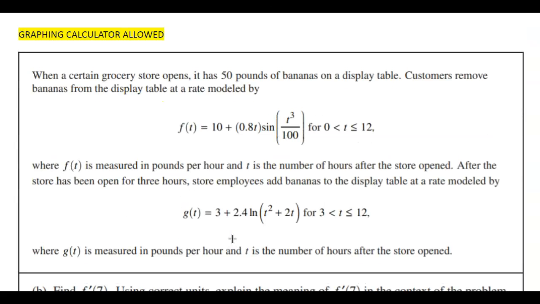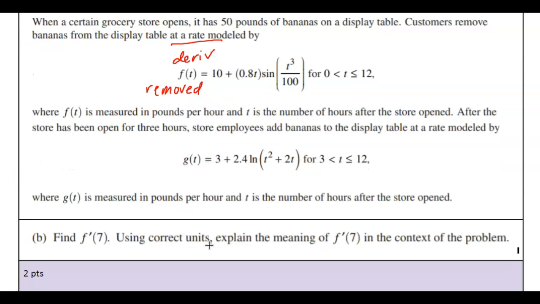Okay, this question, we also get to use a graphing calculator. So a grocery store opens and it has 50 pounds of bananas, great. And customers remove them at this rate. So remember, this is a derivative, that bananas are being removed. I like to make little notes. If you write stuff up in the problem, they don't look at that, okay? This is just for me. And then that's in pounds per hour. Okay, so I'm going to say pounds per hour if I need a label.